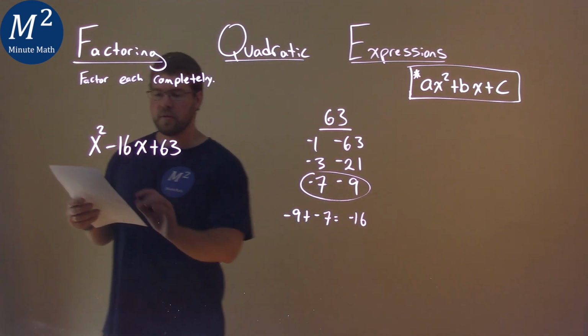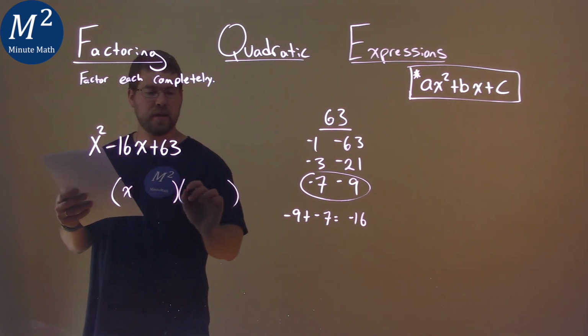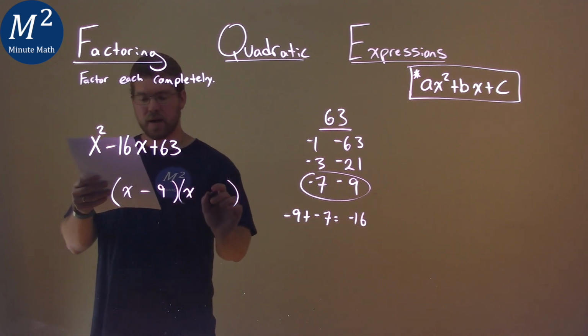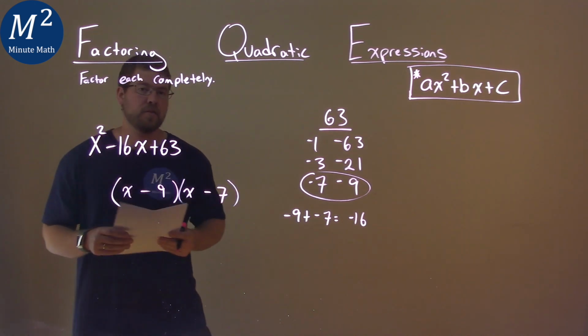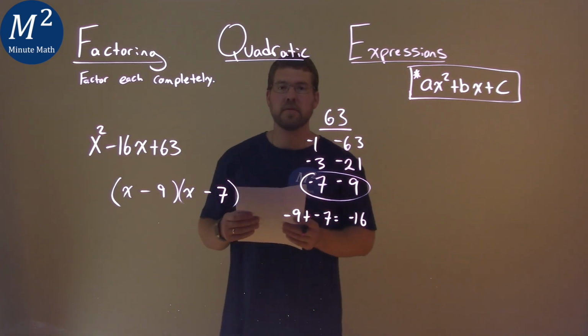So with that information, we can factor this. We have our basic factored form here. We have x and x here. And we put our two numbers, -9 here and -7. And so our final answer here is just x minus 9 times x minus 7.